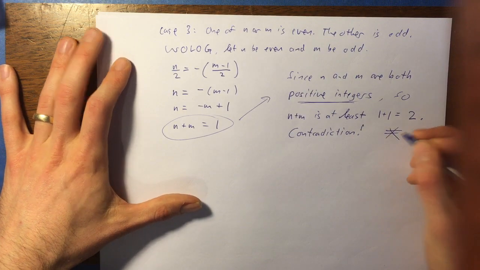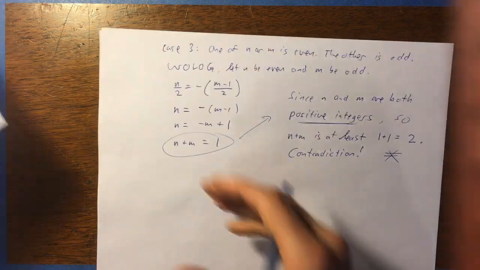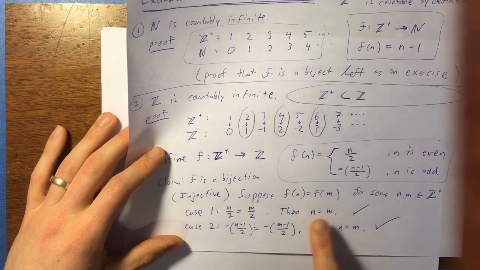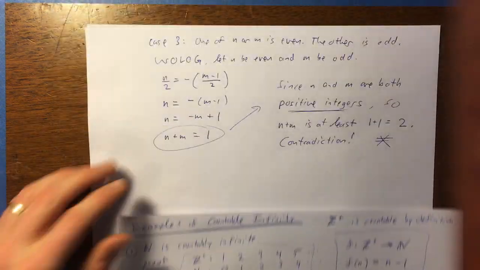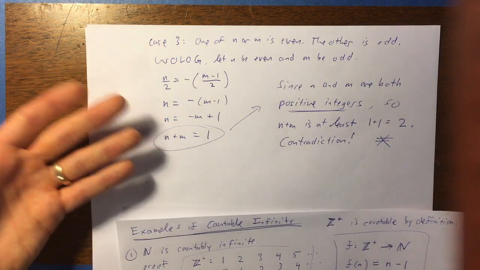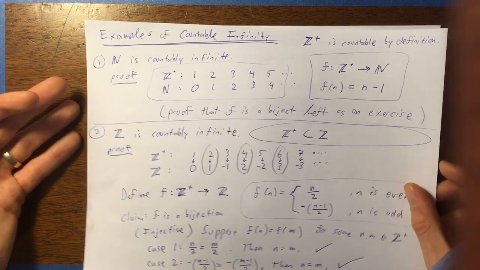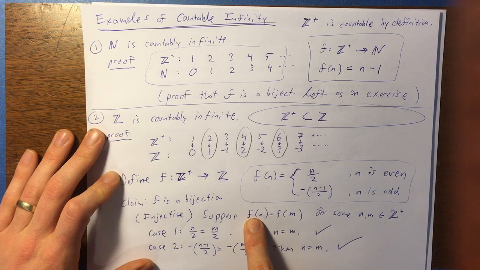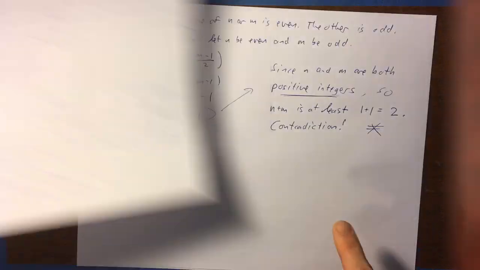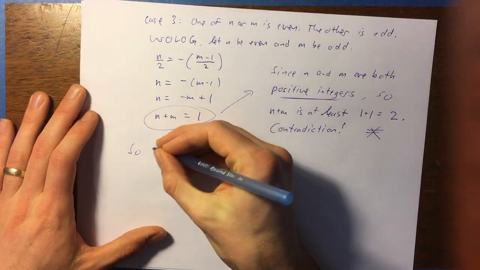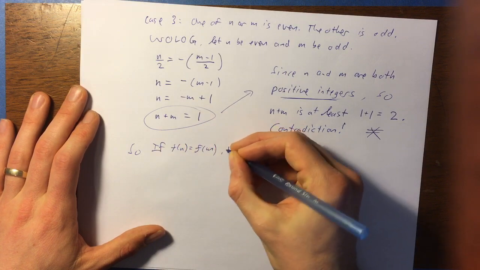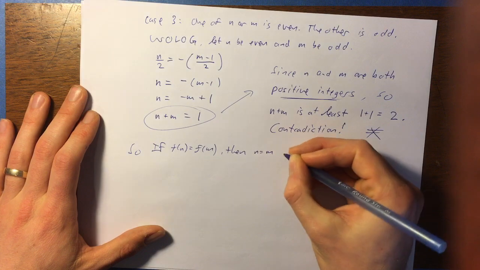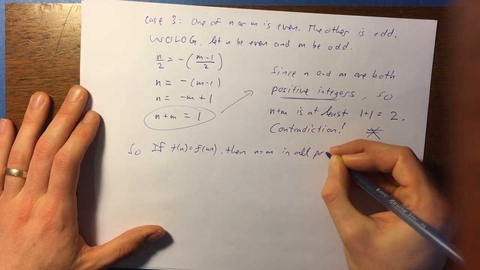So here's what we've got, backing up. We had three cases. In the first case, we were able to show that n must equal m. In the second case, we showed n must equal m. And in the third case, we just got a contradiction, so the third case is impossible. Right? So let's wrap this up. If f of n equals f of m, then n equals m in all possible cases.